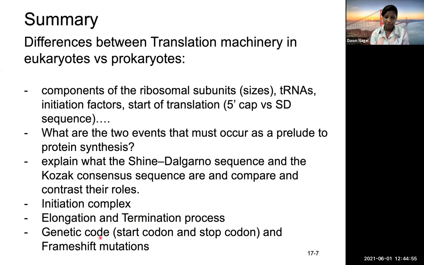I want you guys to also understand the genetic code, right? Knowing what a start codon is, a stop codon, what frameshift mutations are. And in the context of the genetic code, as I mentioned the last time, understanding how to read an mRNA sequence and determine what the codons will be, if the code was non-overlapping or if the code was overlapping, right? So imagine having to do an exercise like that.